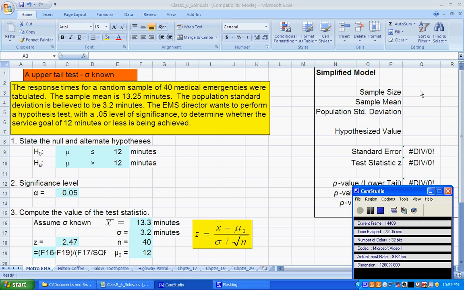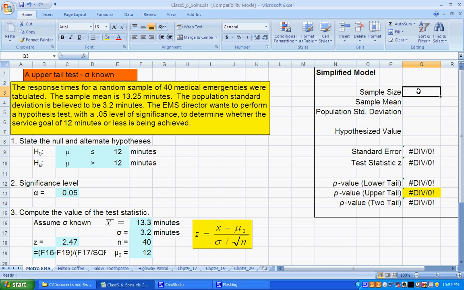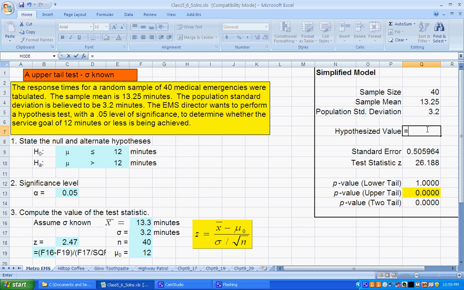We're going to use the template. The template simply allows us to input the values and check p-values on top. Sample size in this case turned out to be 40. The sample mean known from the problem was 13.3, and the population standard deviation was 3.2. The hypothesized value turned out to be 12. That's the number we're concerned about. That's the benchmark.